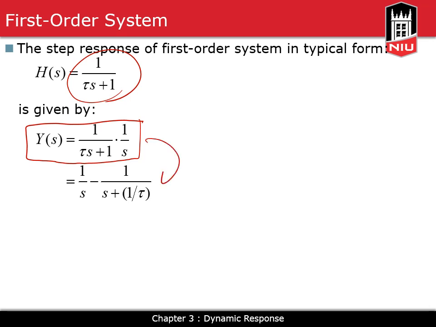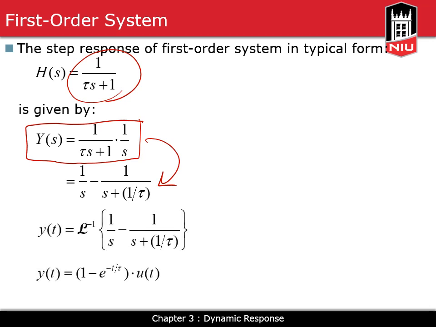So let's say the partial fraction expansion has been done. This is equivalent to 1 over s minus 1 over s plus 1 over tau. Tau here is a constant. If I apply the inverse Laplace transform on this, I can now find that the inverse Laplace transform of 1 over s is obviously the step function, the unit step function. The inverse Laplace transform of 1 over s plus 1 over tau is e to the power of negative 1 over tau times t. So 1 minus e to the negative t over tau is y of t.